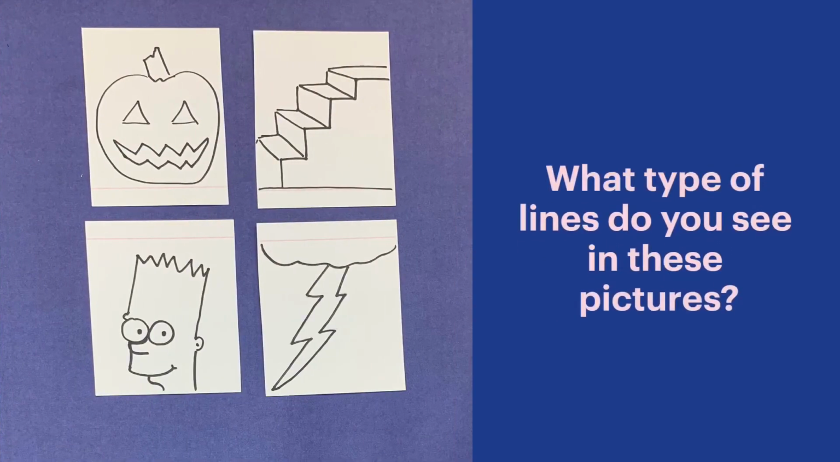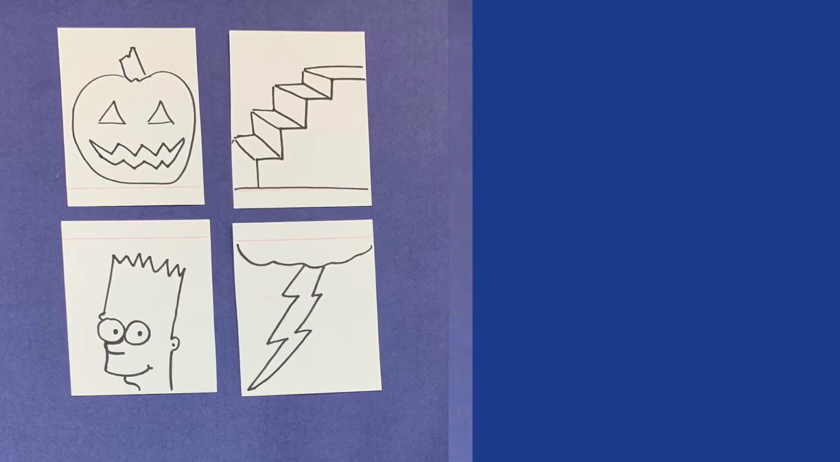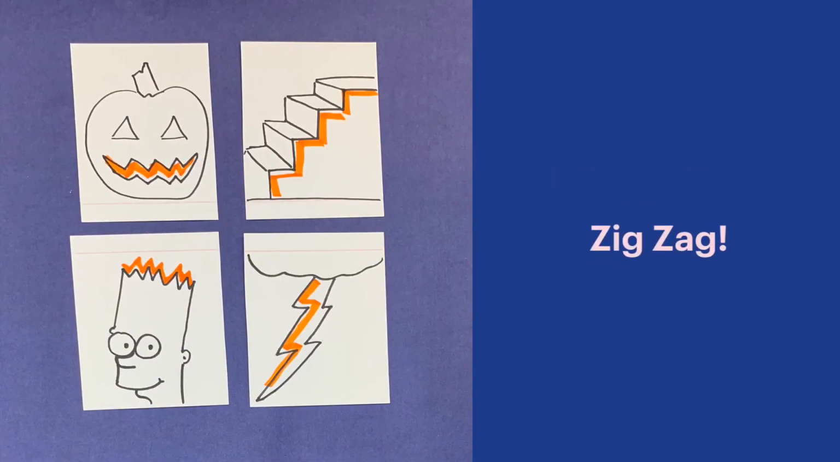What type of lines do you see in these pictures? Zigzag. Zigzag lines can be used for a lot of different reasons. They can show movement like up the stairs, but they can also show excitement like a lightning bolt or Bart Simpson's hair. They're also great for drawing pumpkin teeth.